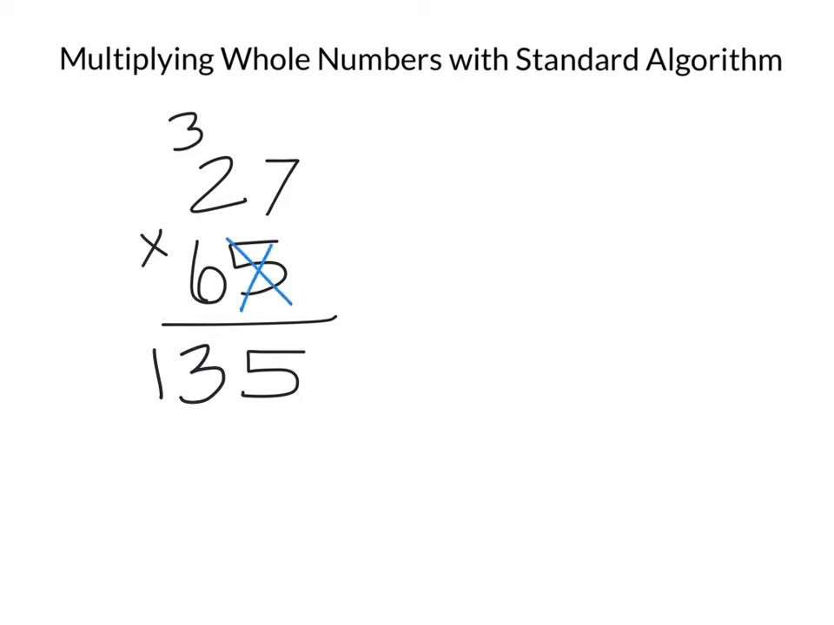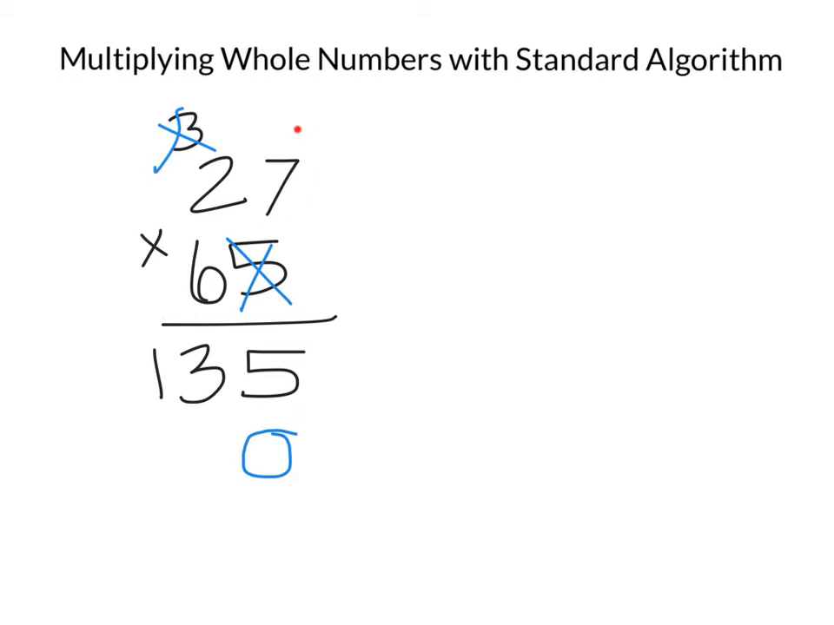Now I am finished with my 5 and my 3. I don't need those anymore. Now I look at my next number, which is 6. Because we are now multiplying by a 10, the tens place, I have to add a 0 right under the 5. So whenever I'm multiplying by a double-digit number, I have to put a 0 right under the ones.